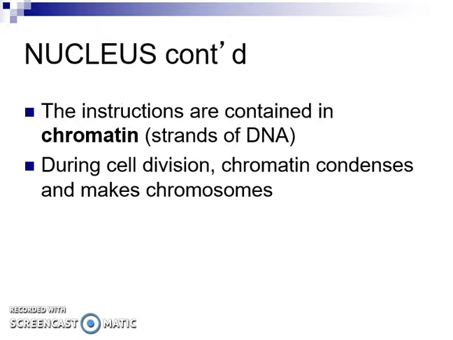In addition, the instructions are contained in chromatin, which are just loose strands of DNA. You can kind of think of this as a piece of cooked spaghetti floating around. But then when the loose spaghetti, or the chromatin, actually coils up and gets tightened, that's where we get a chromosome from. So when that chromatin condenses, that's how you get a chromosome.